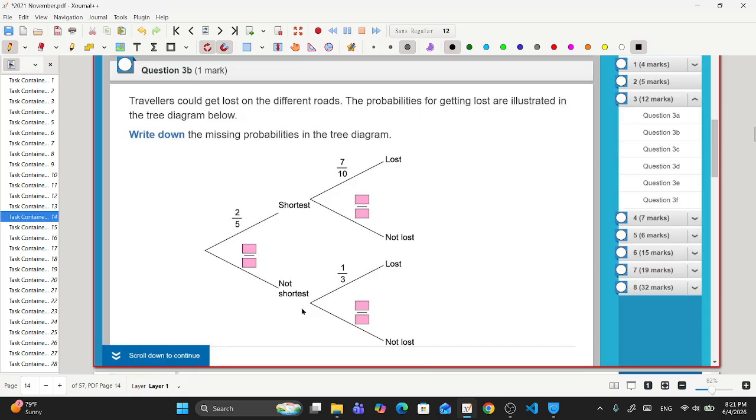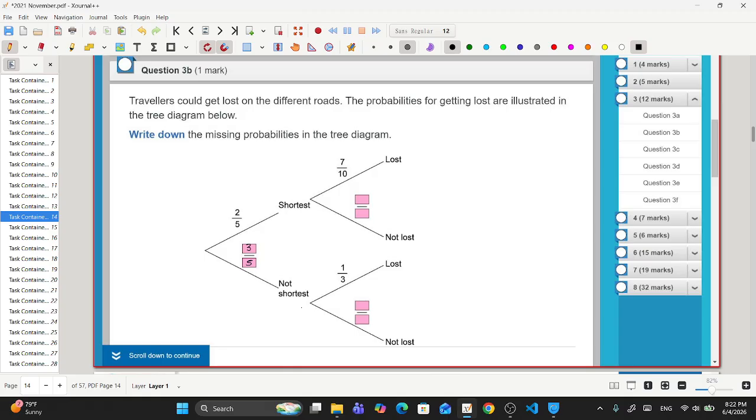Travelers could get lost on different roads. The probabilities for getting lost are illustrated in the tree diagram below. Write down the missing probabilities in the tree diagram. So the shortest probability is 2 by 5. So not shortest probability is definitely 3 by 5, right? No rocket science here. If they take the shortest road, the easy way out, there's a high possibility that they get lost.